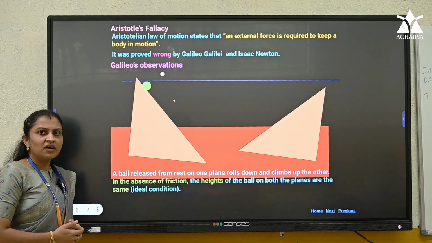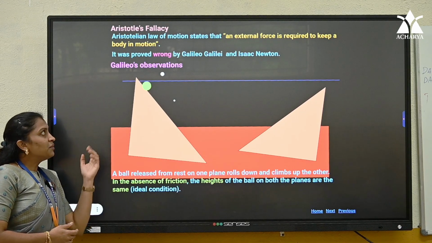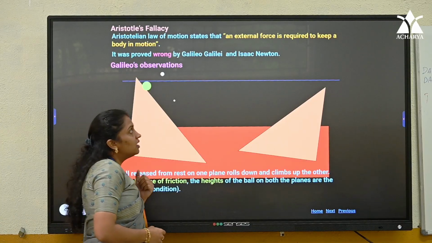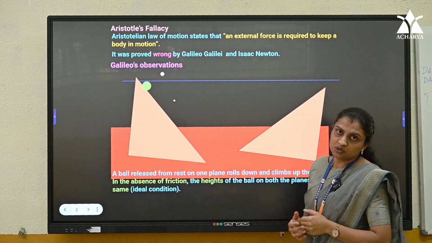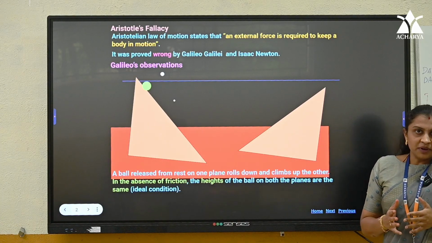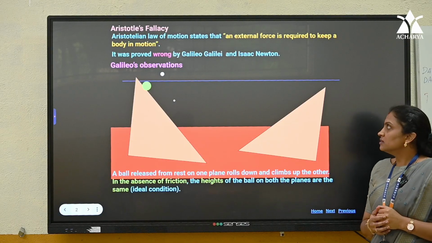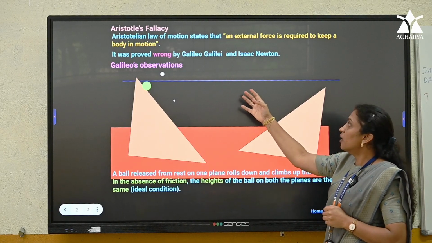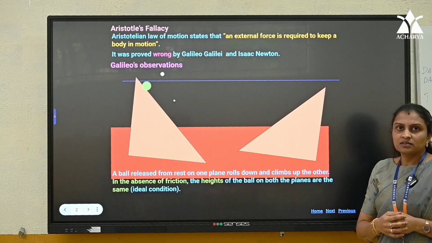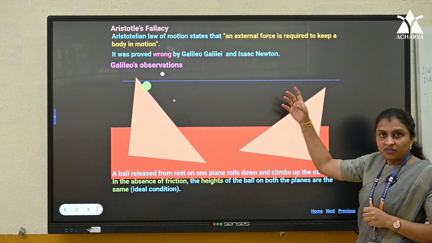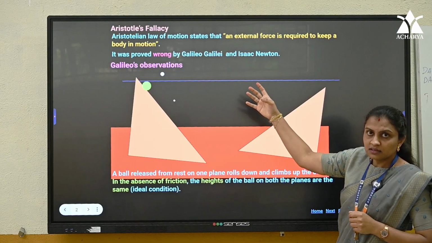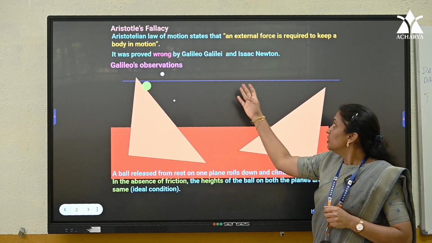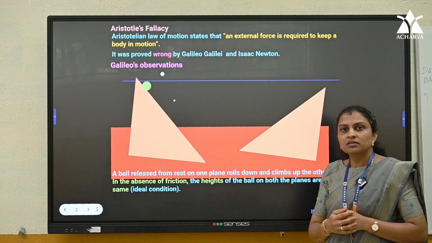What is the statement of Aristotle fallacy? The statement of Aristotle fallacy is: an external force is required to keep a body in motion. This is the statement of Aristotle fallacy. It was proved wrong by Galileo and Isaac Newton. Aristotle did some experiment, but it is wrong. It was proved wrong by Newton and Galileo.